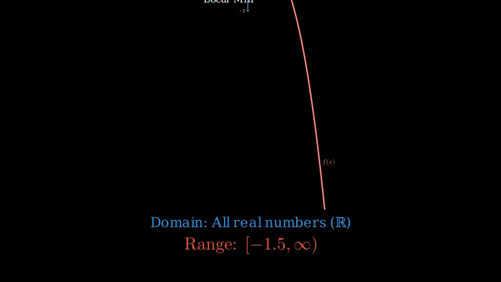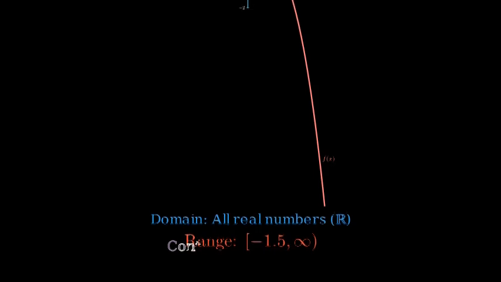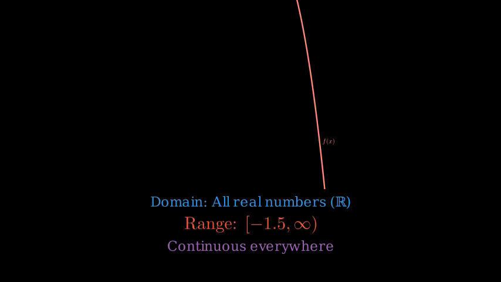For this function, we can see it's continuous everywhere, which means there are no jumps or holes in the graph. A function is continuous at a point if the left-hand limit equals the right-hand limit, and both equal the function value at that point.